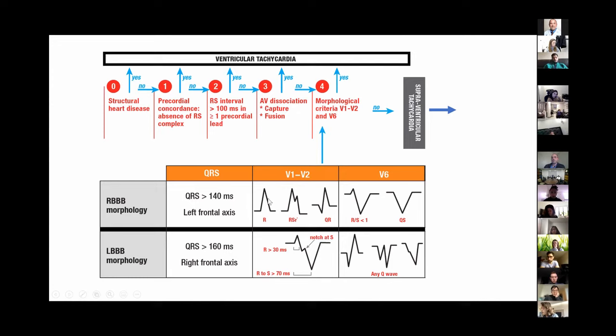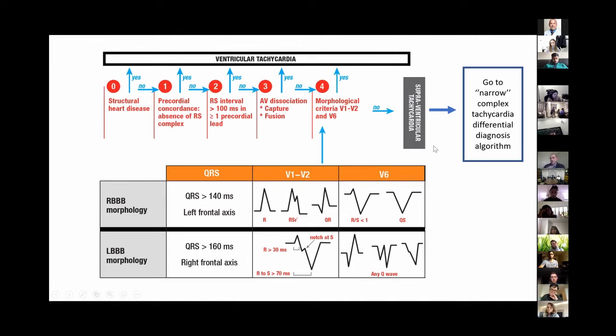You have a fully monophasic R, and that's really atypical for right bundle, because remember, we talked about septal depolarization, then it goes down, then goes back up, and this QR morphology. Then the R to S ratio in V6 should be less than 1, and that favors VT, or a QS complex. The same applies for left bundle branch morphology, and I'll show you that morphological criteria in detail later. Once you go through this and everything is no, then you can say, okay, maybe this was really supraventricular tachycardia.